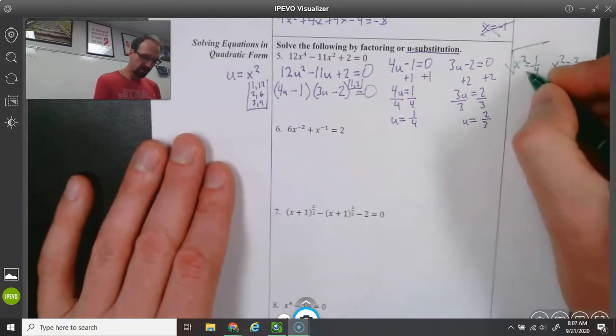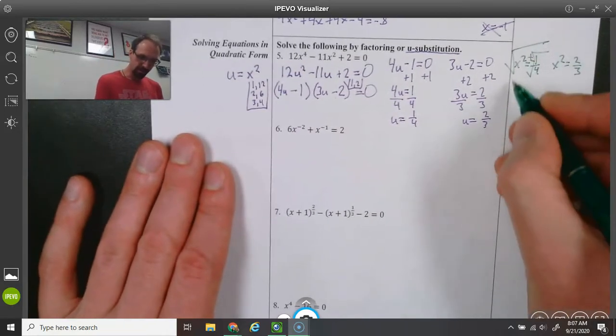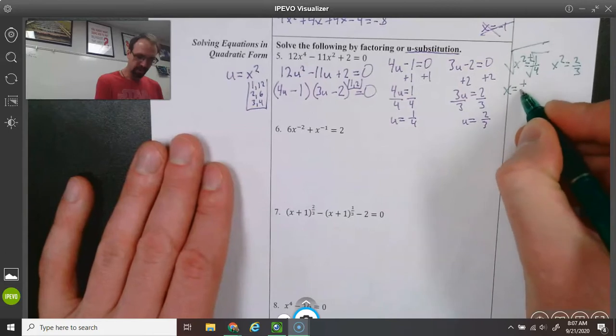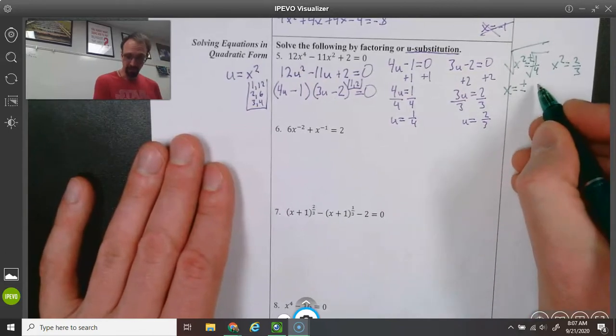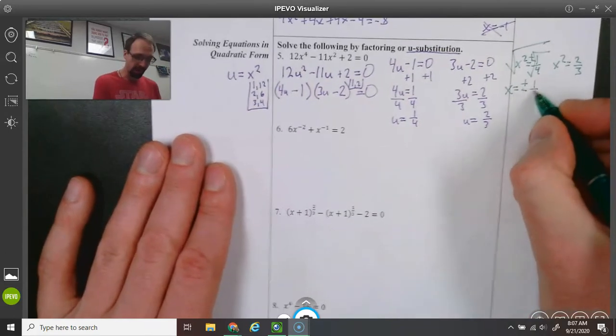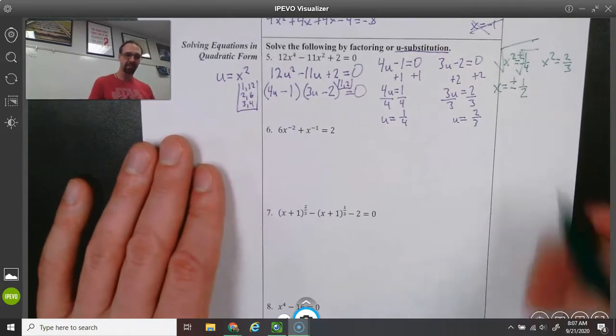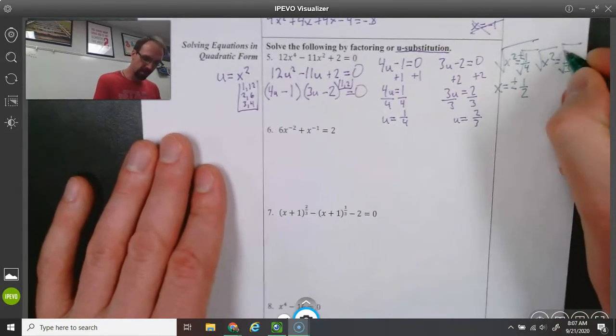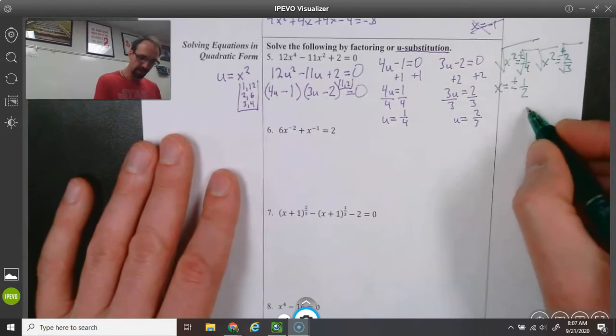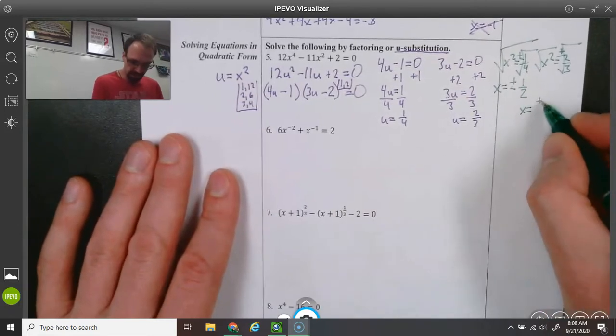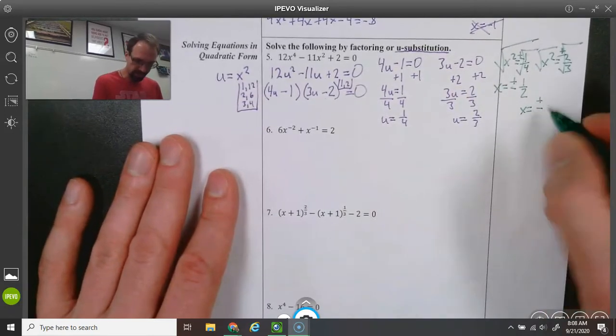Square root, plus minus. So I have x equals plus or minus the square root of 1 over 4, which is 1/2. And then the same thing with this side. Square root, plus minus. And so I have x equals plus or minus the square root of 2/3.